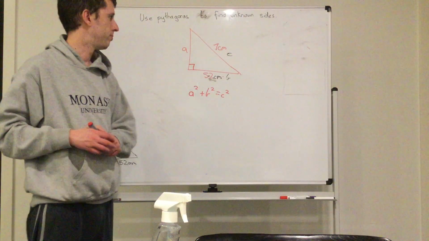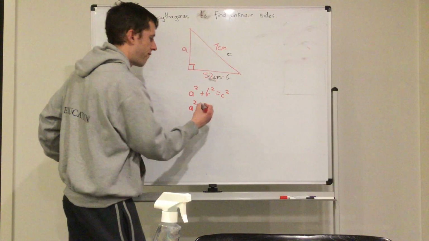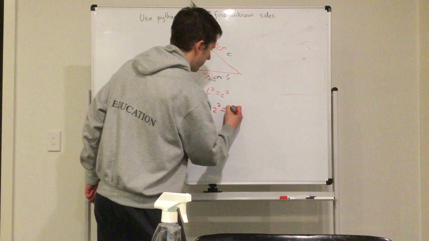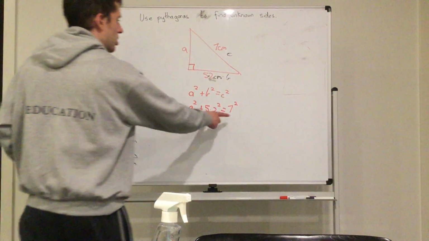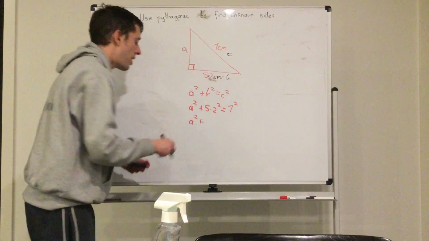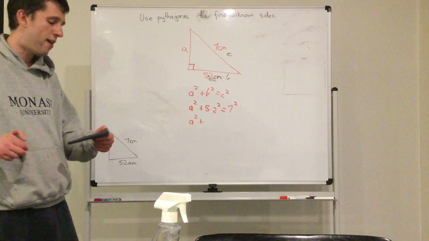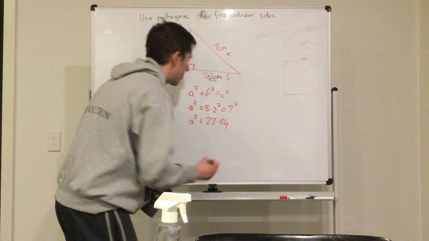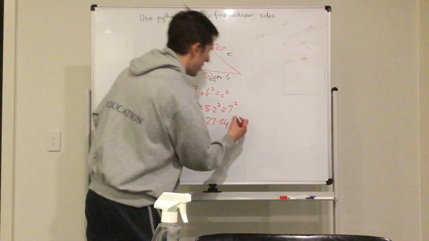I can then substitute. I don't know A, so I'll leave A as A. B is 5.2 squared, and C is 7 squared. Then I slowly reduce this to make it a bit easier for myself. I need to start simplifying. I don't know A squared, but 5.2 squared is 5.2 times 5.2, which is 27.04, equals 7 squared is 7 times 7, which is 49.